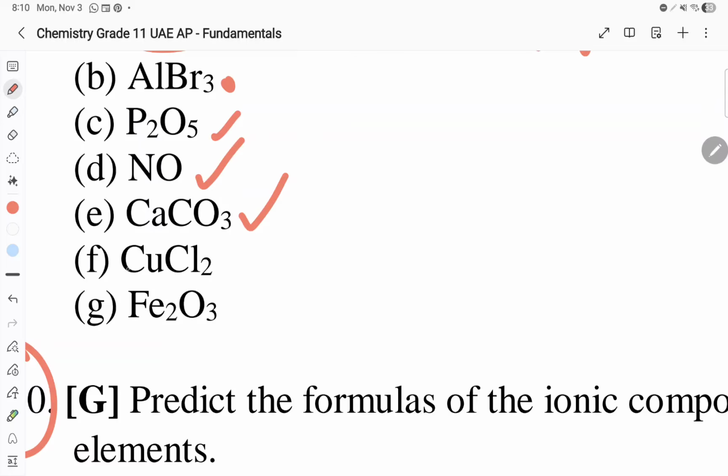Here you have copper 2 chloride. You're gonna say, why do you put 2? Because it's a transition metal. When it's a transition metal, you need to put the oxidation state in Roman numerals. Here you have iron 3 oxide. You're gonna say, how do you know it's 3? It's because it gave the O3, so it is 3.